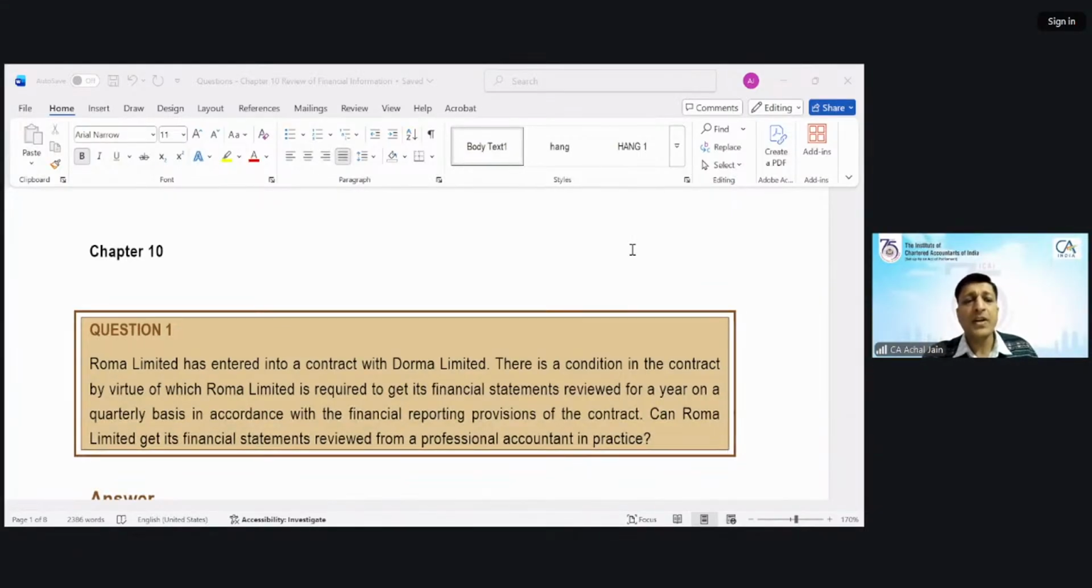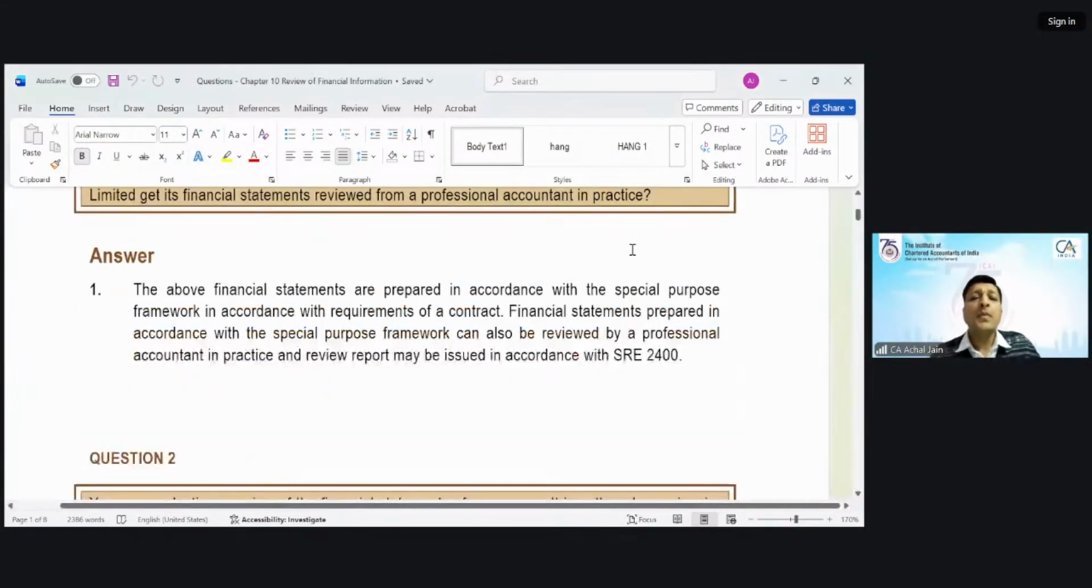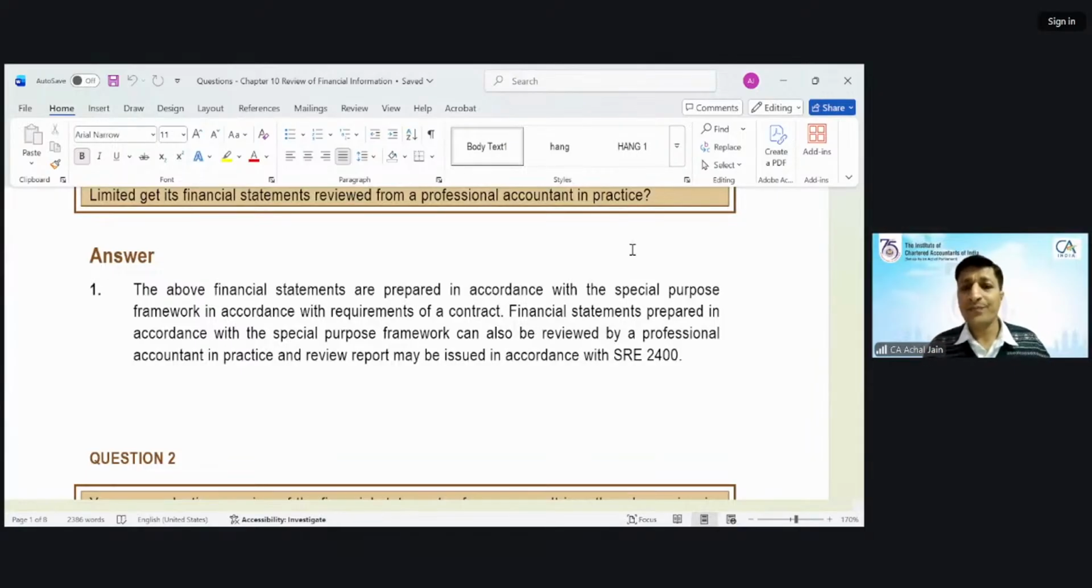All right. So let's look at this. The above financial statements are prepared in accordance with a special purpose framework. But because it's a review, what do you apply? SRE, right?